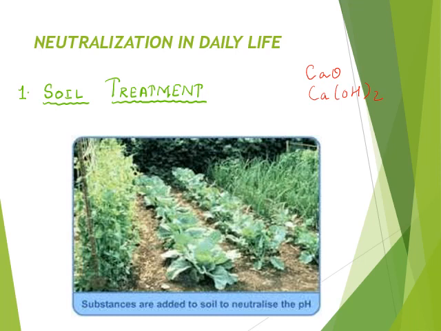Similarly, basic or alkaline soil is also not good for many types of plants, and to neutralize this alkalinity of the soil, farmers add some organic matter to the soil. This releases acids which neutralize the soil, and sometimes calcium sulfate and sulfur are also used for the neutralization of the basic soil.